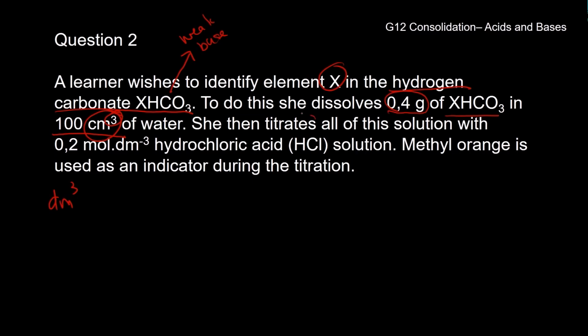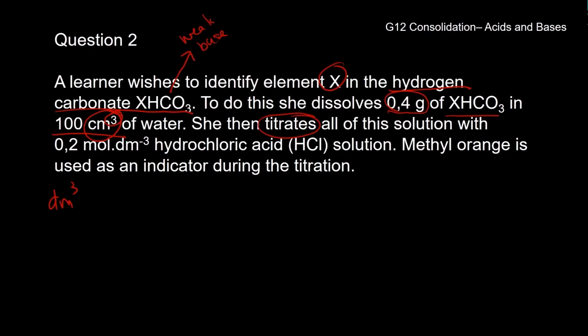She then titrates. The word titrates, we know, is a technique where we take an acid and a base and titrate them together, and there's a neutralization reaction. She titrates this solution with 0.2 moles per decimeter cubed of hydrochloric acid. We know that HCl is a strong acid. So what's happening here?